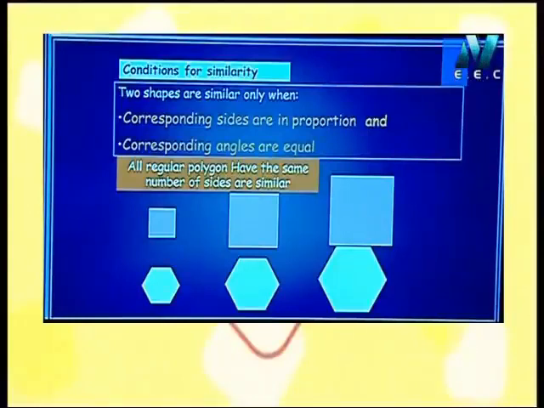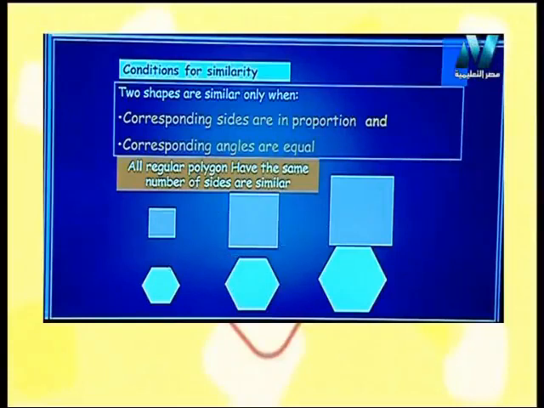All regular polygons that have the same number of sides are similar. What is a regular polygon? We call a polygon regular if all sides are equal in length and all angles are equal in measure. Like squares. We have here a small square, a middle size square, and a big square. All of them are similar. Why are they similar? Because they are regular squares, or regular polygons.